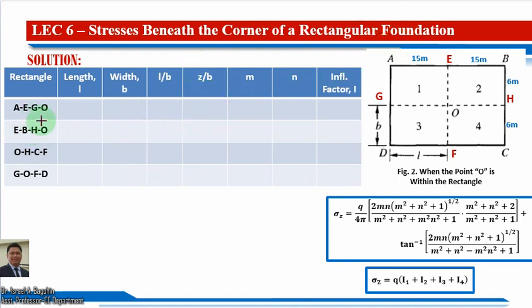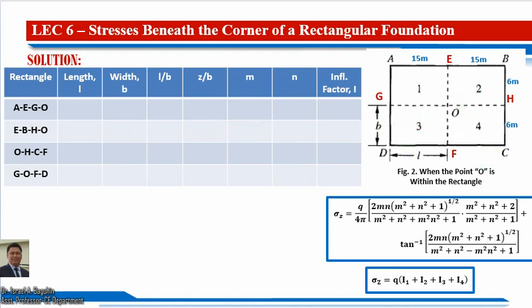So here we have now these four rectangles: A, E, O, and G. The second one is E, B, H, O. The third is O, H, C, and F. And the fourth rectangle is G, O, F, and D. As you can observe, they are all symmetrical. They have the same width and they have also the same length.